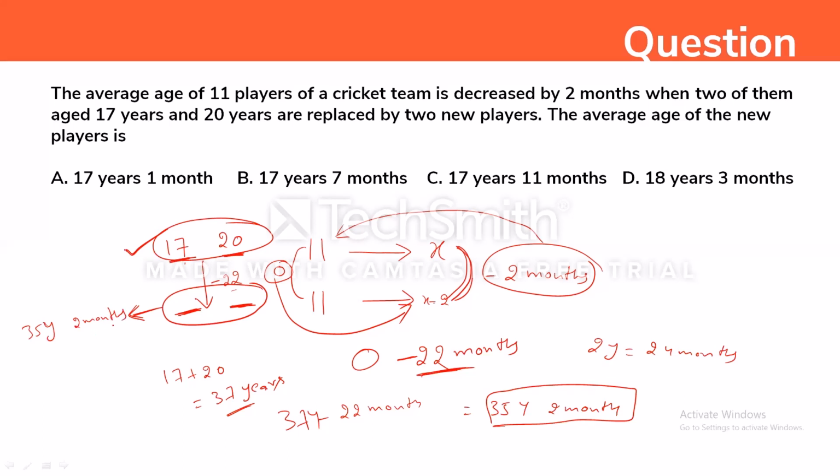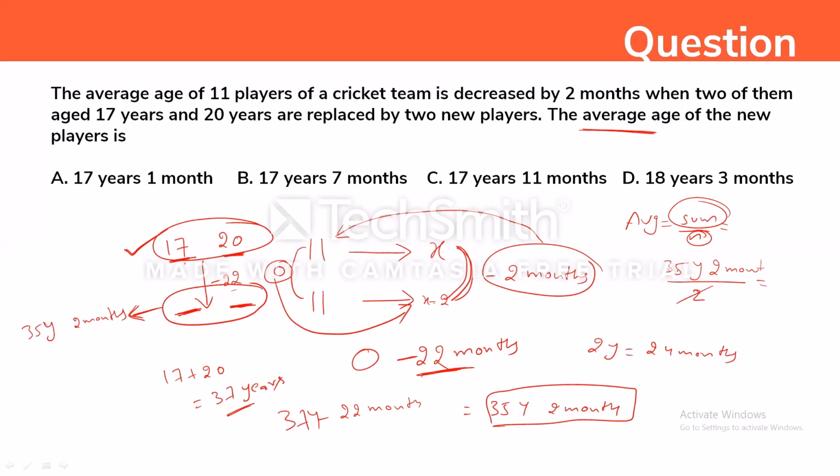Now you can get the answer simply by looking at the options. I will tell you how we can do it. We need to find the average age of the nucleus. The average is nothing but sum divided by n. How many players do we have? Two players. And we know the sum is 35 years 2 months. Divided by 2 will give you the average. That's your final answer.